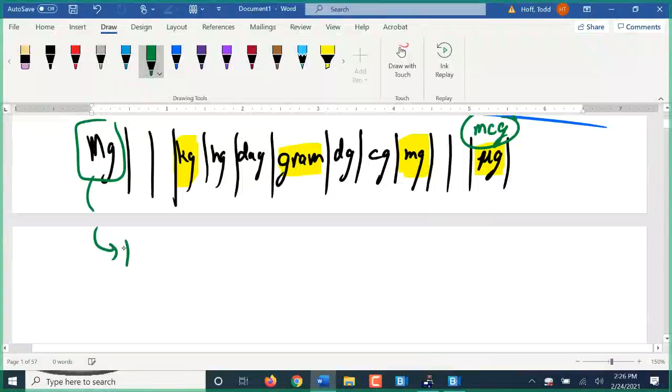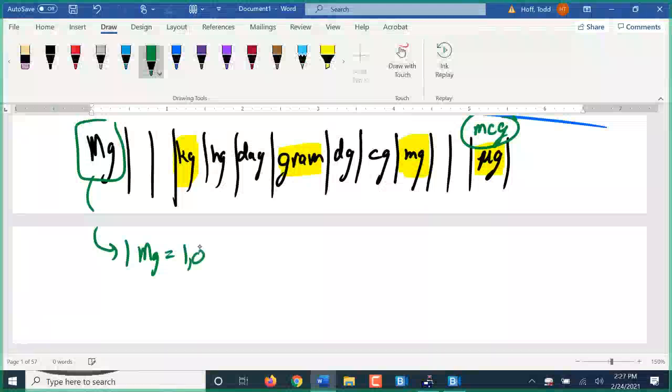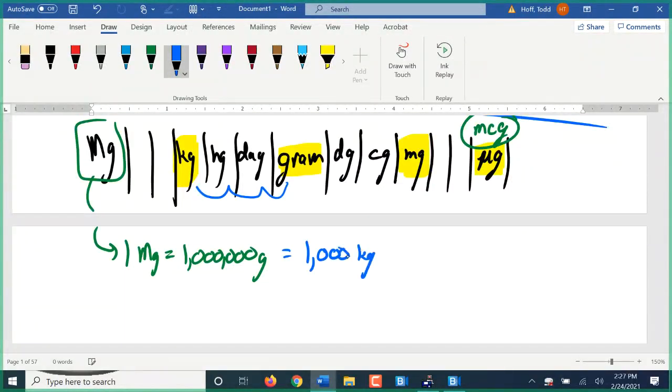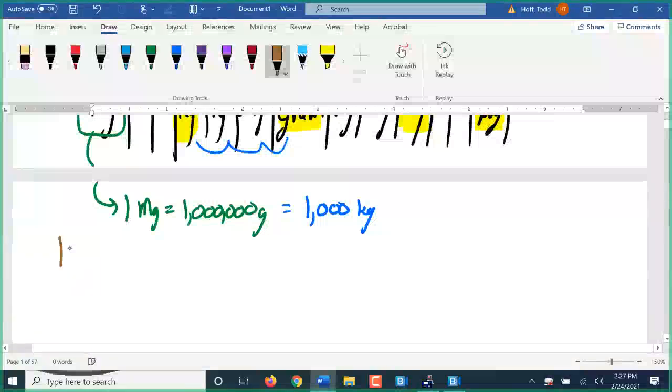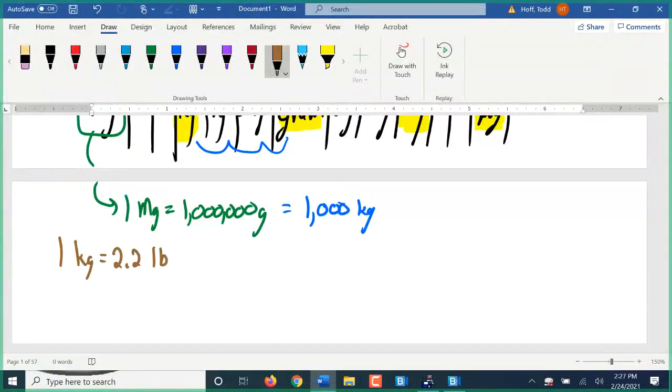Megagram, of course, is 1,000,000 grams. Or if I convert that from grams back to kilograms, that's only 1,000 kilograms. That's a very important unit, mainly because 1 kilogram equals about 2.2 pounds. It's technically 2.208 or something like that pounds. We'll just go about 2.2.